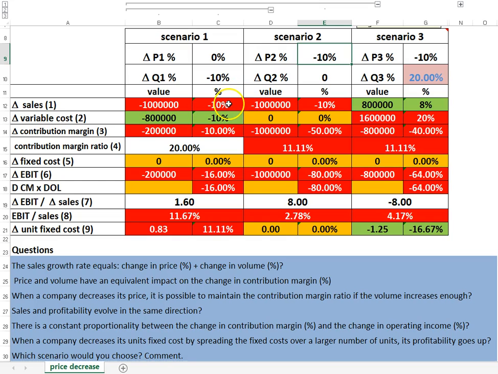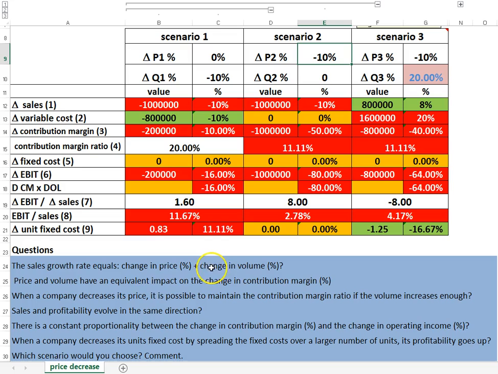Why? Many among you observed that when the volume decreases, both your sales and your variable cost decrease by 10%. When only the price varies, there is no change in variable cost, hence the impact on contribution margin is bigger.